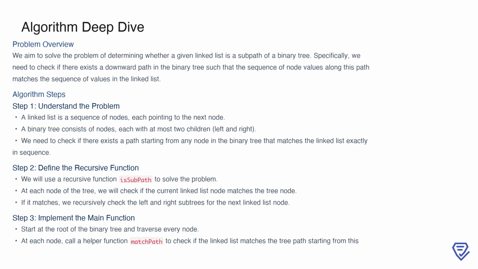Our goal is to check if there's any path in the binary tree starting from any node that matches the linked list exactly in sequence. To solve this, we'll define a recursive function called isSubpath. This function will check if the current tree node matches the current linked list node. If it does, we'll recursively verify the left and right subtrees to continue the matching process. Finally, the main function will traverse the entire binary tree, starting at the root, and call a helper function to check each possible path for a match.